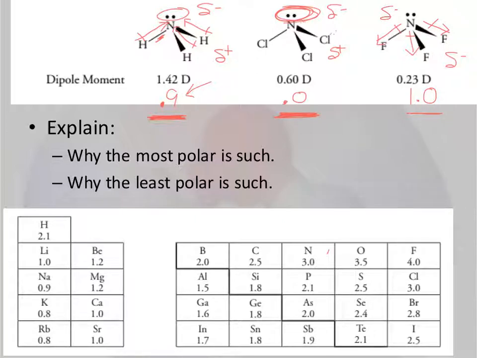So in essence, the pull of these polar bonds between nitrogen and fluorine and then this lone pair essentially are canceling each other out, right? That's why this one ends up being the lowest, because these polar bonds are counteracting that lone pair.